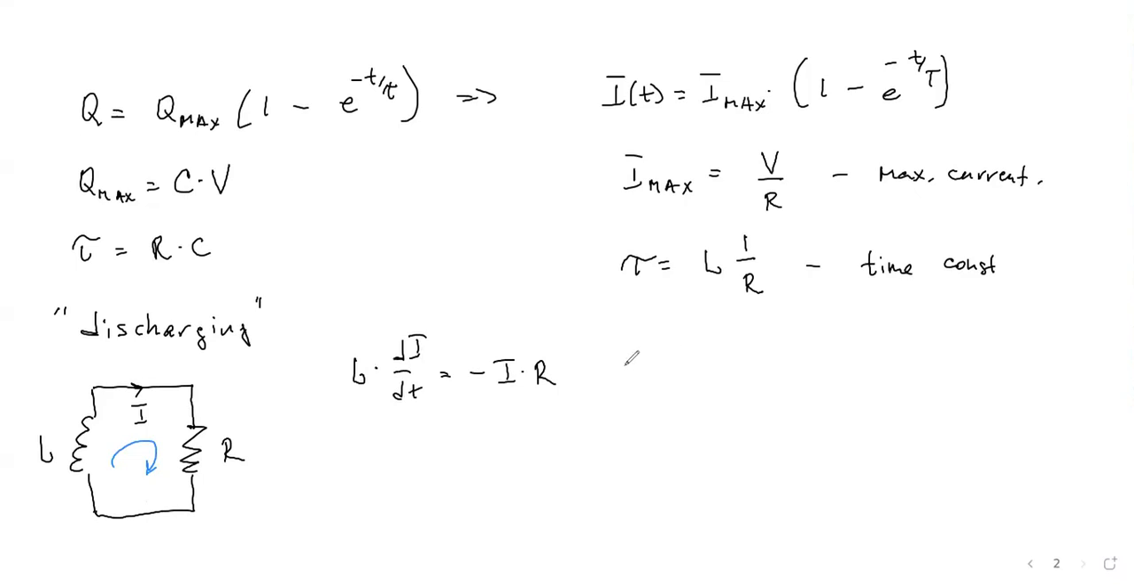And of course, the solution would be similar. If you have some initial current at time equals 0, then the current as a function of time would be some initial current times this exponential decay. And of course, tau is the same. Oh, I put resistance in the wrong place because I confused it with RC. So it's going to be inductance over resistance.